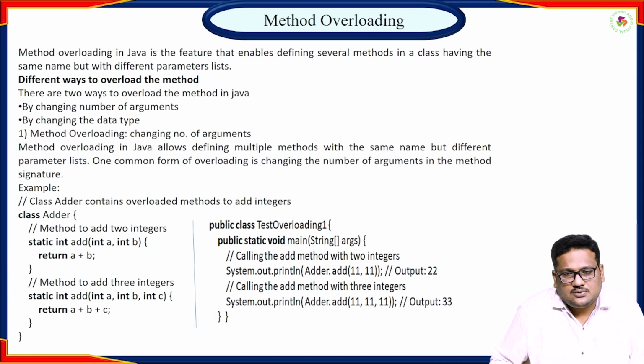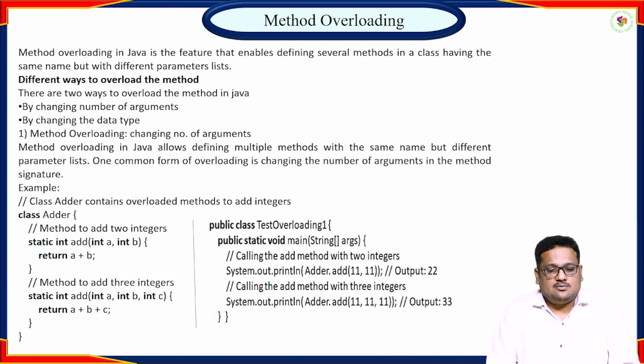And coming to the concept of method overloading. Method overloading in Java is the feature that enables defining several methods in a class having the same name but with different parameter lists. That means in the same class we can declare more than one method with the same name. That is called the concept of method overloading. By using this concept, we can achieve compile time polymorphism.